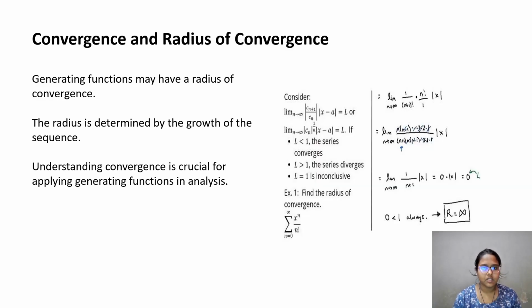Convergence and radius of convergence. Generating functions may have a radius of convergence. The radius is determined by the growth of the sequence. Understanding the convergence is crucial for applying the generating function in analysis.